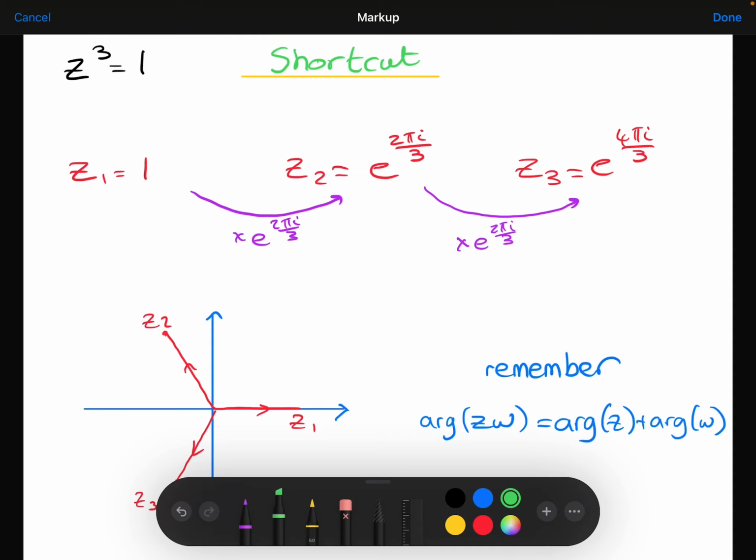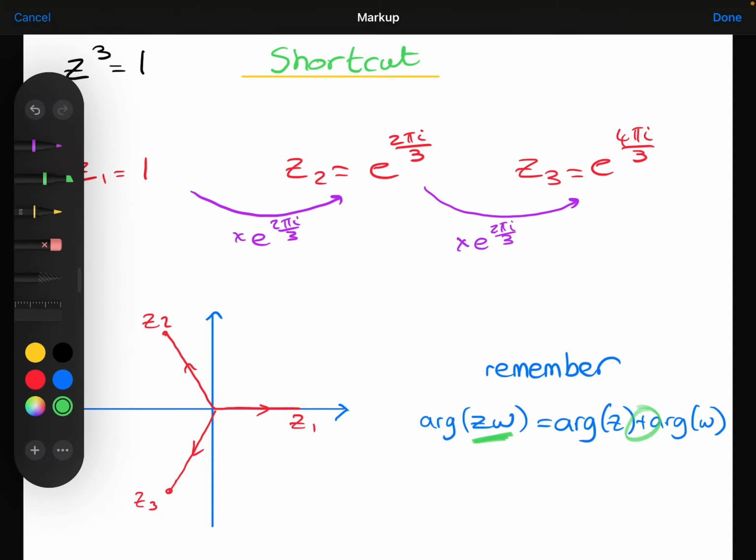Remember that when we multiply complex numbers, we add their arguments. So if I add these arguments, I get my new argument. Geometrically, adding the arguments, increasing the angle, causes a rotation. So multiplying by e to the 2 pi i over 3 means adding 2 pi over 3 to the argument, so rotating by 2 pi over 3. Then multiplying again gives me another rotation of 2 pi over 3. And then multiplying one more time gives me another rotation of 2 pi over 3.